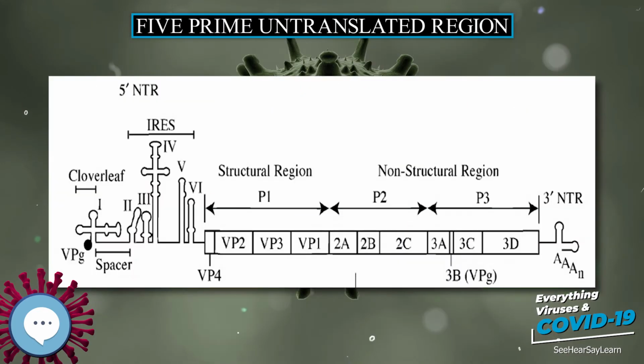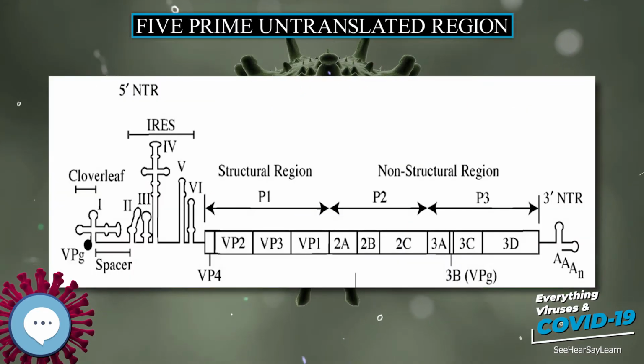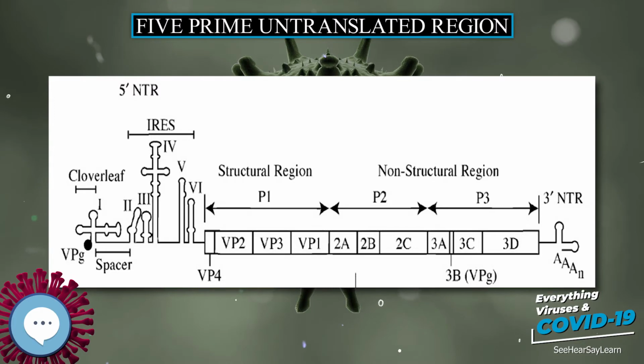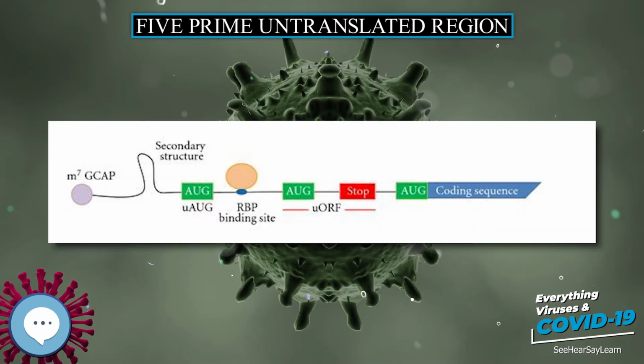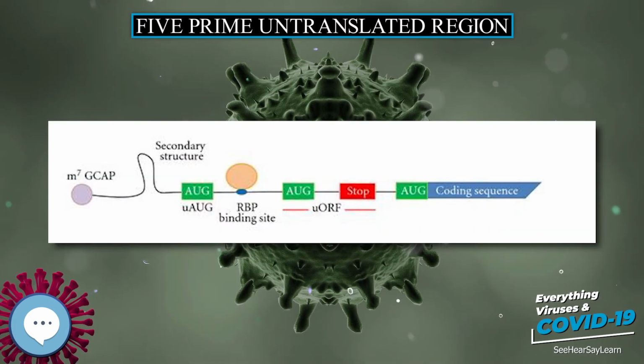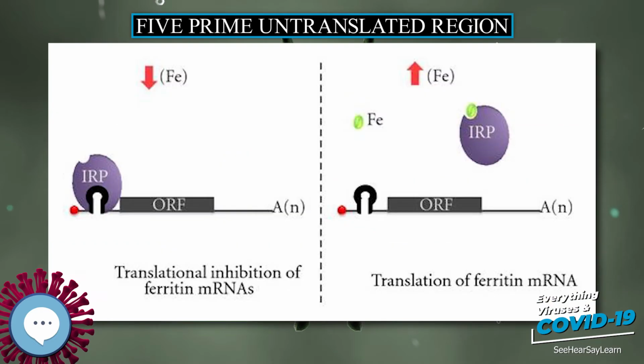Secondary structure. As the 5' UTR has a high GC content, secondary structures often occur within it. Hairpin loops are one such secondary structure that can be located within the 5' UTR. These secondary structures also impact the regulation of translation.